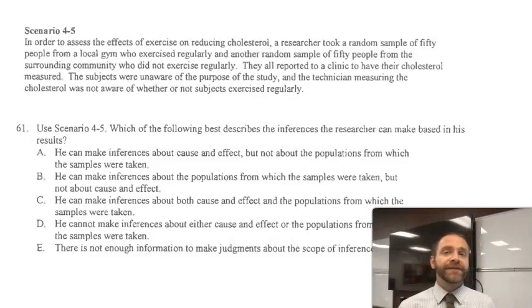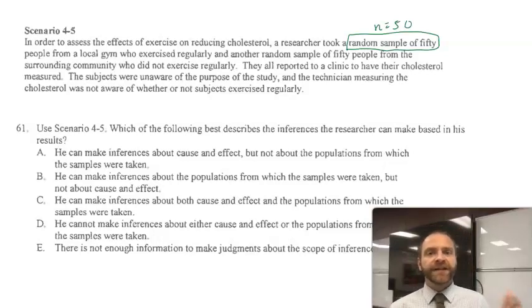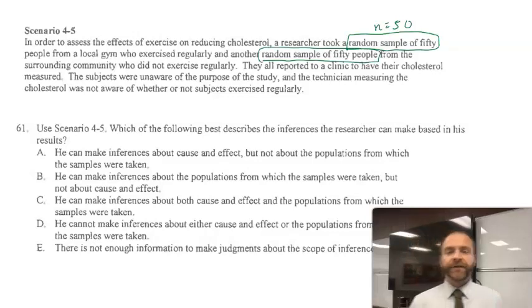In order to assess the effects of exercise on reducing cholesterol, a researcher took a random sample of 50 people who exercise regularly at a local gym. So I do see this word random sample. Then it says another random sample of 50, so I see the word random again, from the surrounding community who did not exercise regularly. They all reported to a clinic to have their cholesterol levels taken. The subjects were unaware of the purpose of the study, and the technician measuring the cholesterol was not aware of whether or not the person exercised regularly. So what is this inference?